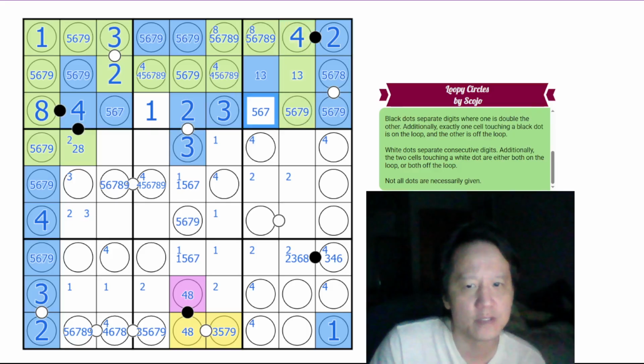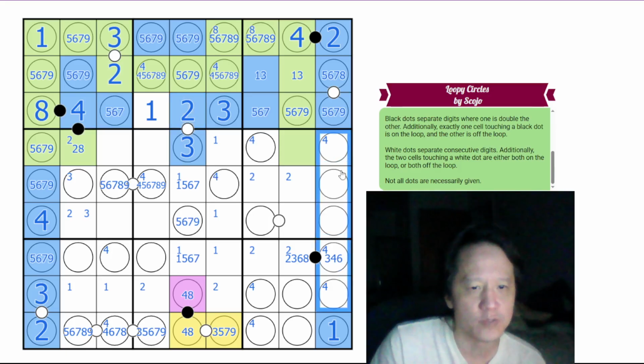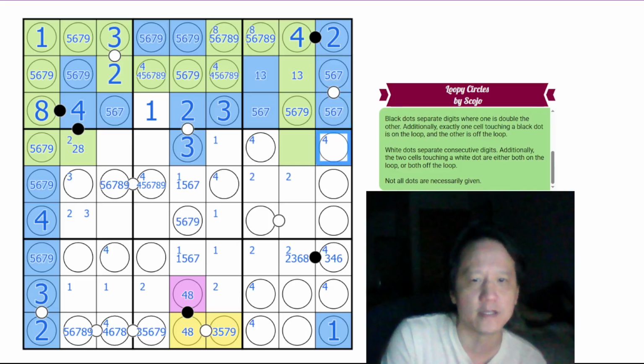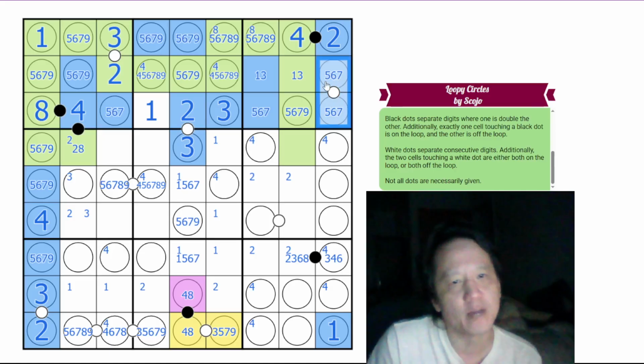Okay, this can't be on the loop because it would be touching itself there. So this must continue on there. We do have to go somewhere here because we need to be on the loop somewhere along here. Oh, these are 2 digits which are off the loop. It cannot be 8. So this can't be 8 and 9. So the 2 digits off the loop have to be 5, 6, or 7. And one of them is 6.